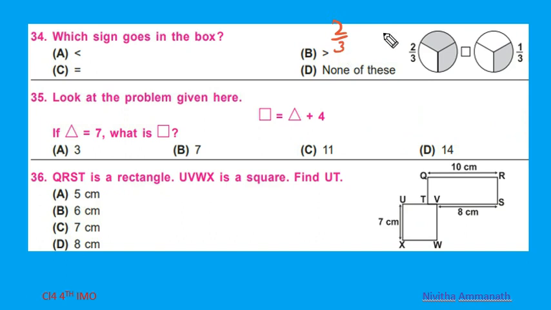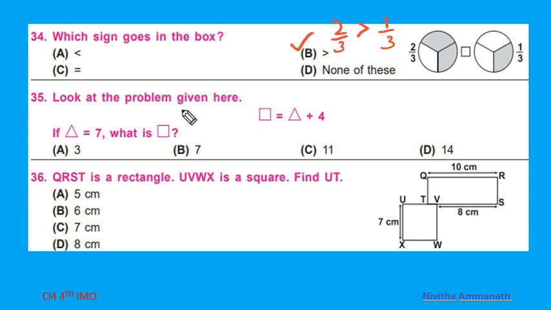2 by 3 or 1 by 3. Which is the greatest? 2 by 3 is greater than 1 by 3. If the denominators are same, greatest numerator has greatest value. So 2 is greater than 1. So 2 by 3 is greater than 1 by 3. B is the correct option.